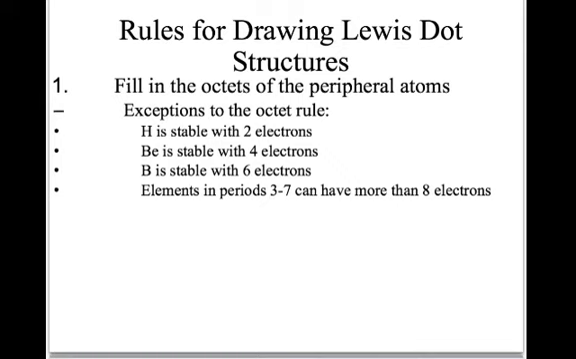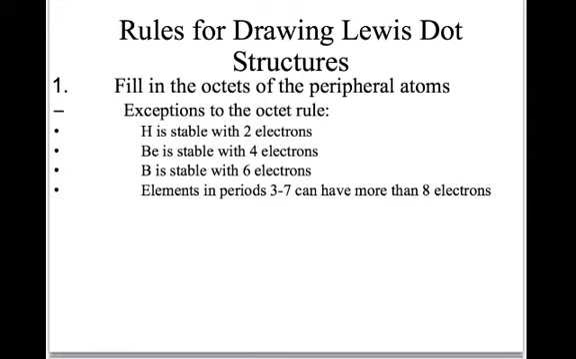The next step is to fill in the octets of the peripheral atoms. And what that means is to make sure that each atom has 8 valence electrons so that each one is stable. There are a couple of exceptions to the octet rule that you want to note as well. Helium is stable with only 2 electrons, beryllium is stable with 4 electrons, boron is stable with 6 electrons, and elements that are in periods 3 through 7 can have more than 8 electrons because they're so big.